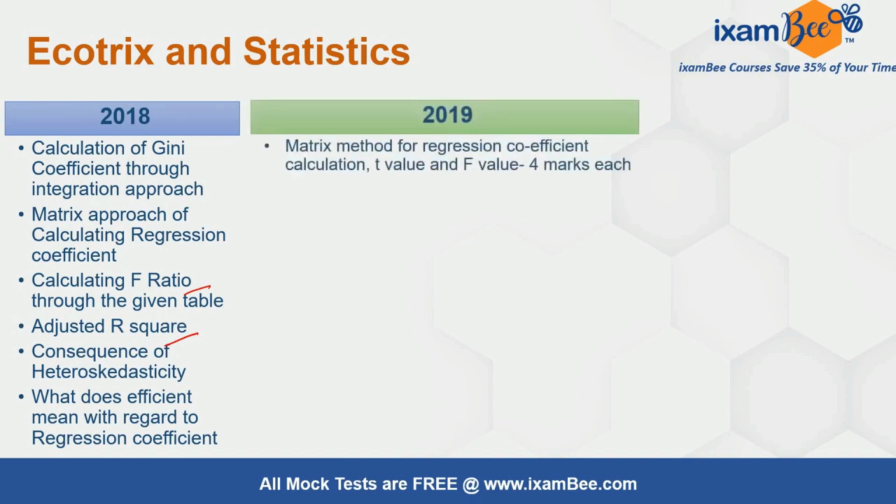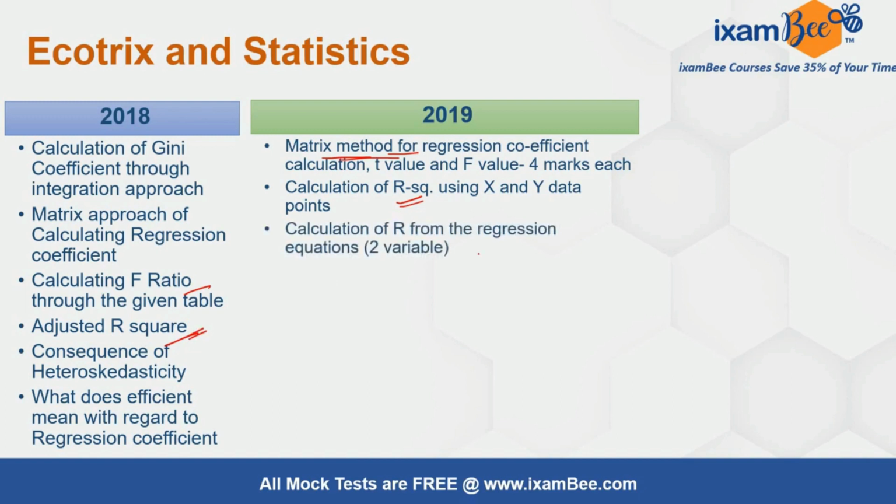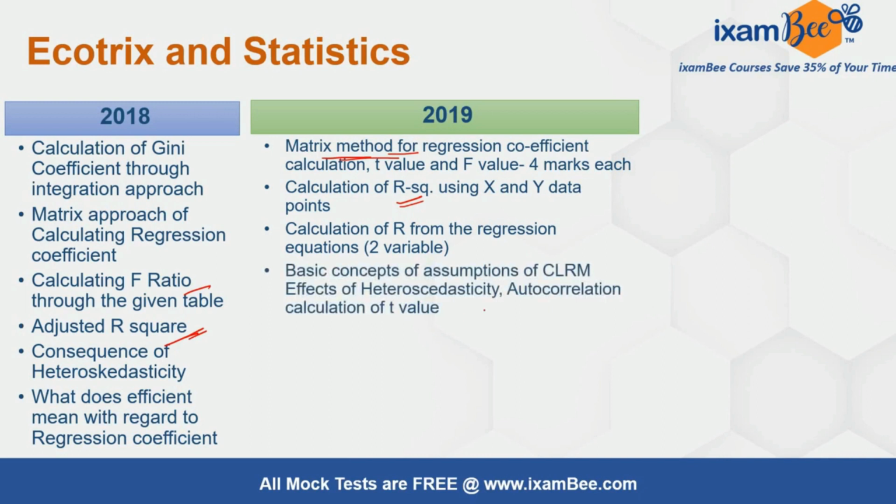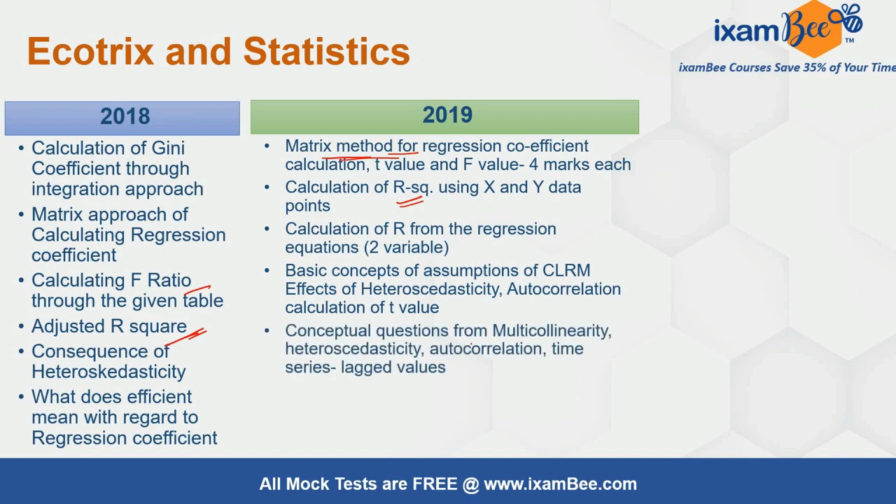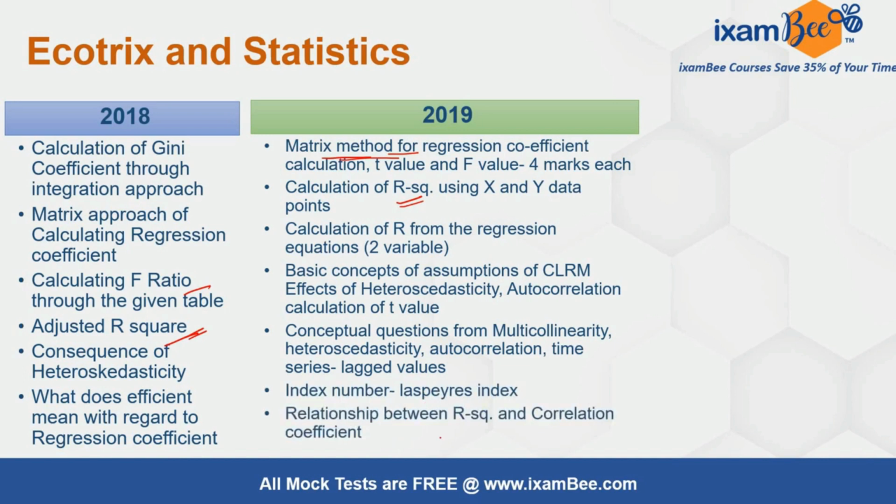Moving ahead to 2019, there was a 4-marker question related to the matrix method of regression. So it's a very, very important numerical-based topic and calculation that comes almost every year. Calculation of R square, again a common topic that was asked in 2018 and also in 2019. Calculation of R from regression equations consisting of 2 variables. Basic conceptual assumptions of the CLRM, and the calculation of t-value. Then conceptual questions on multicollinearity, autocorrelation, time series, lagged values, index numbers, and the relationship between R square and the correlation coefficient.